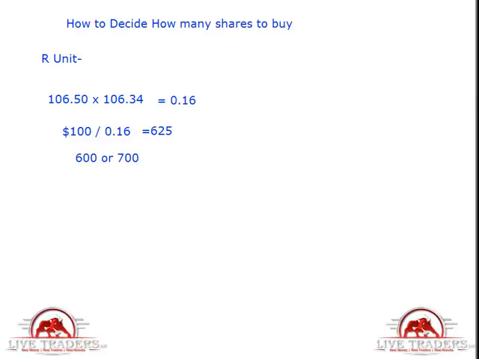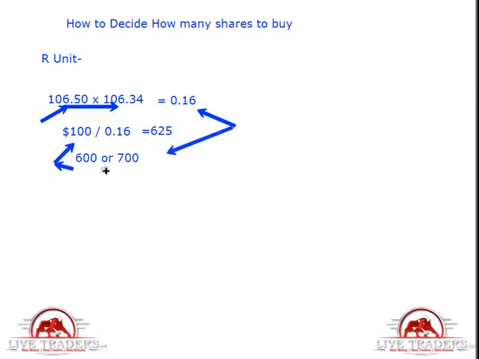So now let's say you're in the trade, you're in 600 shares of the QQQ at 106.50. Okay, stock goes down, doesn't work out, stops you at 106.34. Now you're going to lose approximately 100 dollars, plus or minus the slippage. I'm going to lose 16 cents with 600 shares, so you're going to lose just under $100.